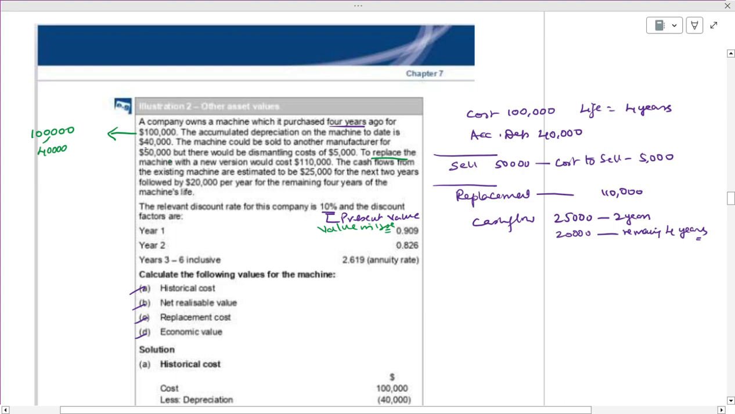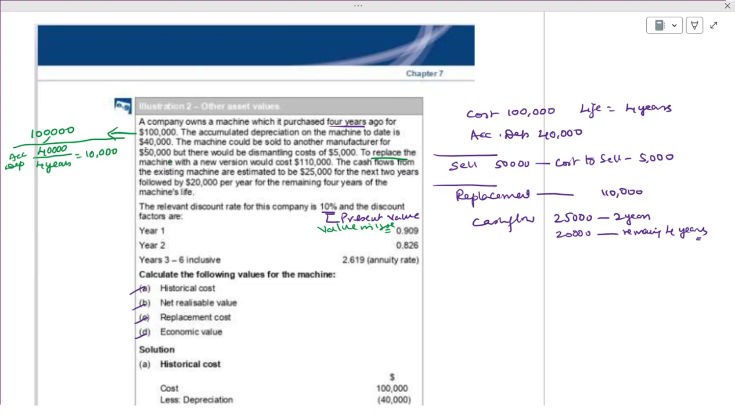If they have taken 4 years of depreciation, this depreciation is for how many years? This depreciation is for 4 years. Means each year how much is the depreciation? 40,000 is the accumulated depreciation, and it has been accounted for 4 years. Means each year how much is the depreciation? 40,000 divided by 4.